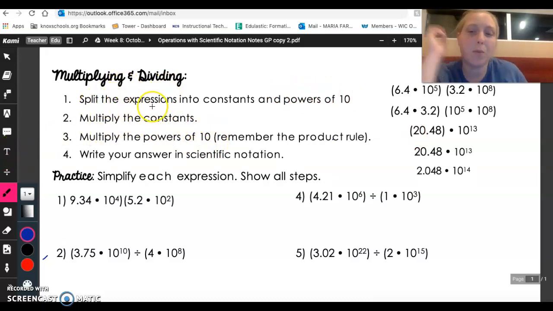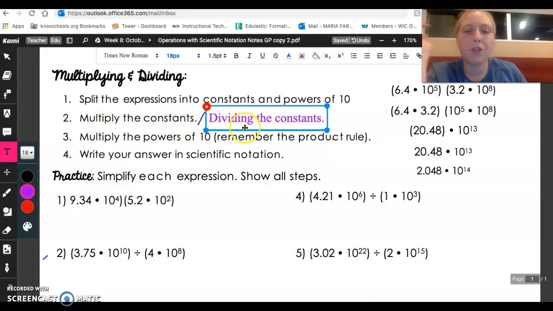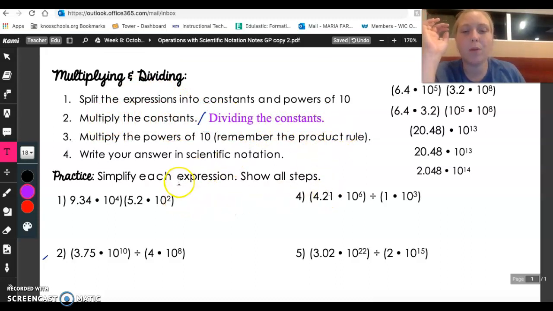We're always going to do step number 1, which is split the expressions into constants and powers of 10. Your constants are those first numbers out front in scientific notation right here, and then the powers of 10, of course, are the ones that are second. We're always going to do that, and then the second step says multiply the constants. Sometimes though, we are going to have to divide the constants. Some of these are multiplication problems and some of these are division problems. So I'm adding some division instructions in there also. Step 2 would either be to multiply the constants or divide the constants, whichever one the problem calls for.